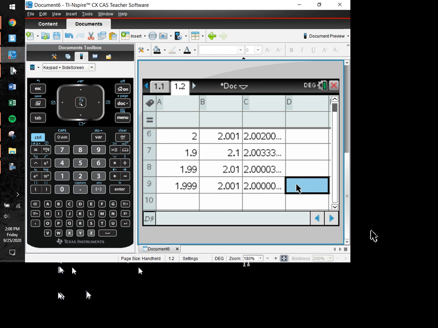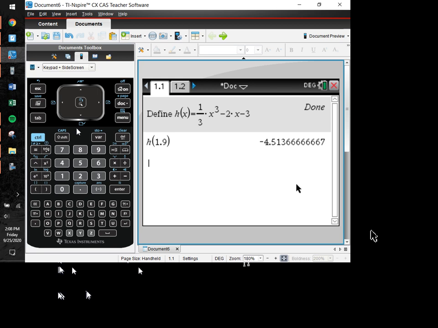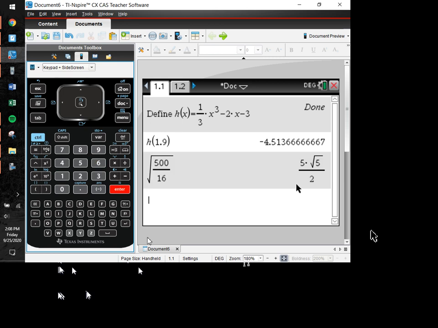The way I'm going to do that, everybody, is hit Control and then the left arrow on the D-pad. That takes me back over to the 1.1 tab, which was my calculator page. So we are going to take the square root of, and I believe we had 500 divided by 16. Now when you hit enter there, your calculator is going to do a nice thing for you. It's going to simplify a radical. That becomes 5 root 5 over 2, and I'm certainly going to trust it.